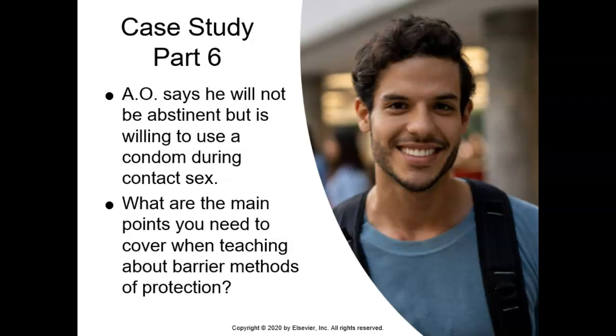So we only want to use condoms that are made of latex or polyurethane. Store the condoms in a cool, dry place, protect them from trauma, and do not use them past the expiration date. Use only water-soluble lubricants with condoms. Place the condom on the erect penis before any contact is made with the partner's mouth, vagina, or rectum.